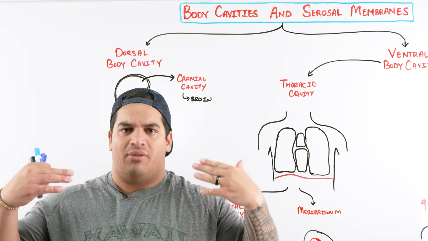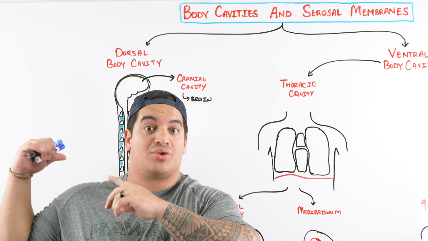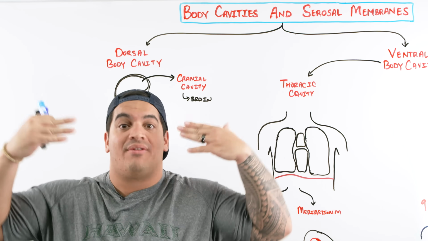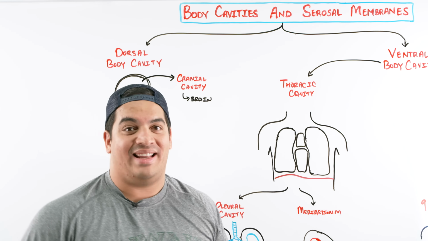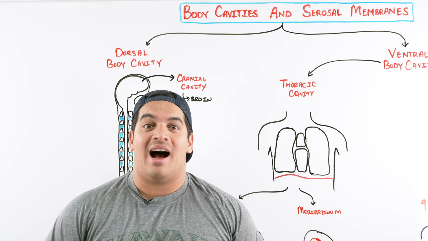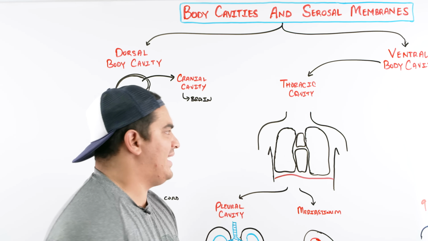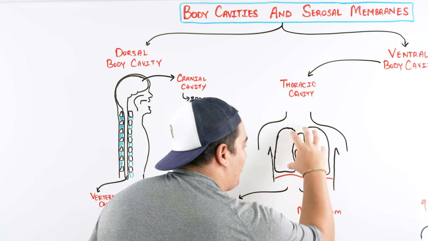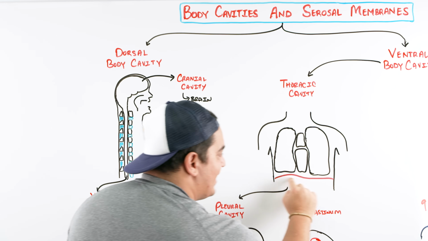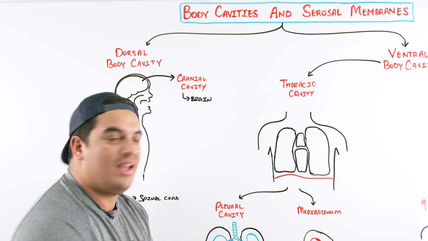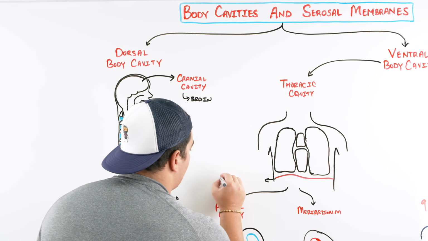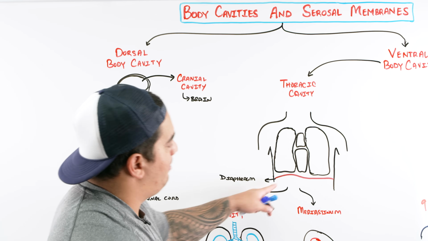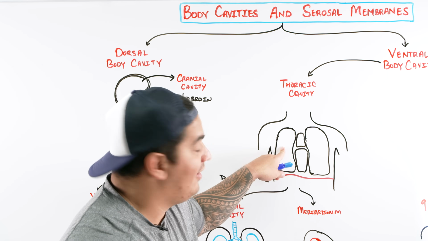The ventral body cavity. Ventral and anterior are synonyms, and same thing, dorsal and posterior. Dorsal, posterior means towards the back, and anterior, ventral means towards the front. In this situation, the ventral body cavity is made up of the thoracic cavity and the abdominopelvic cavity. Let's briefly talk about the thoracic cavity. What separates the thoracic cavity from the abdominopelvic cavity down here is this muscular structure. What's that called? The diaphragm. So the diaphragm is that imaginary separating structure that separates the abdominopelvic cavity from the thoracic cavity.